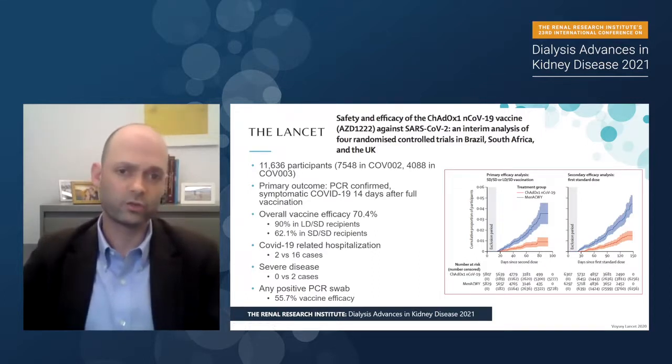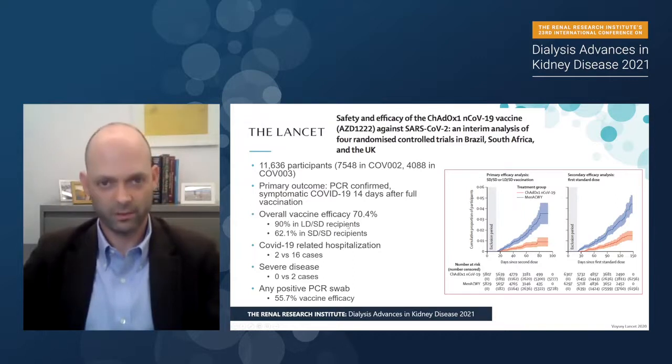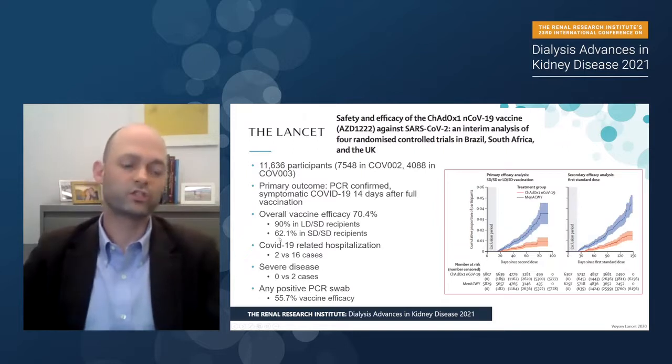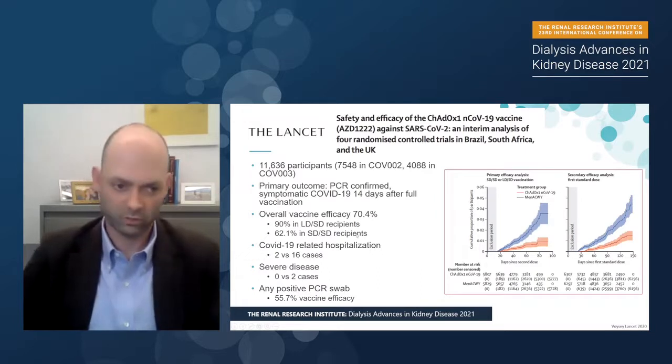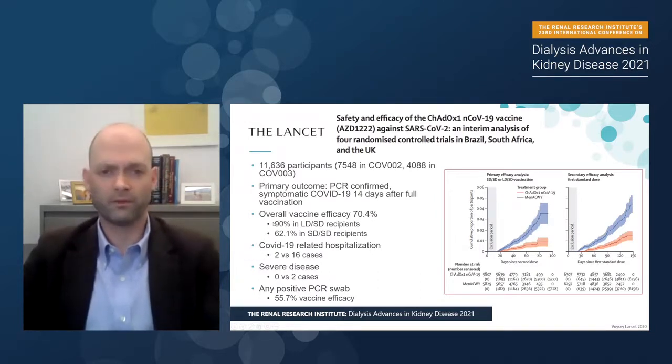Now, interestingly, the twist in this study's results was that the vaccine efficacy was higher in the low dose, standard dose recipients, paradoxically. It was 90% in that group, and 62% in the standard dose recipients, mostly in Brazil and parts of the UK as well. It was a puzzling result, and the significance is still yet to be determined. But in terms of COVID-19 related hospitalizations, there were 2 cases in the vaccine arm and 16 cases in the placebo arm. Severe disease, there were none in the vaccine arm and 2 in the placebo arm.